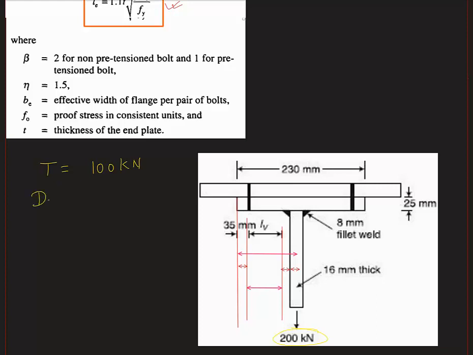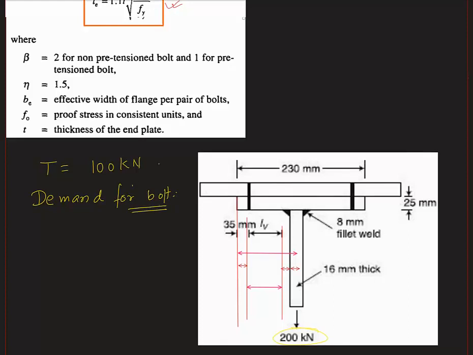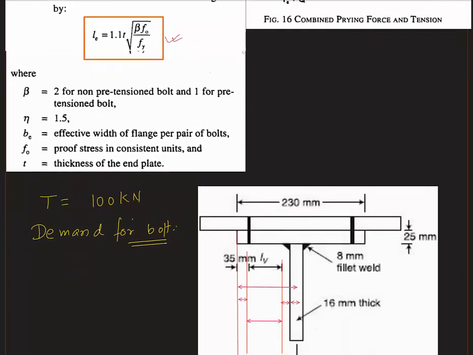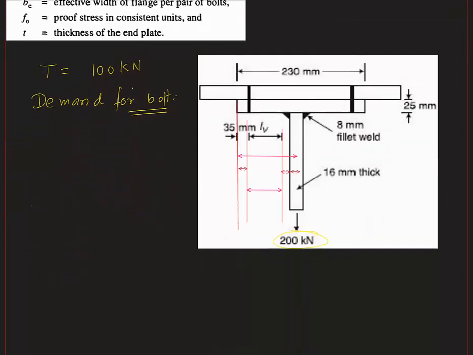So we have to calculate the demand for the bolt. So how much demand do we have? In this case, demand will come from two sources. One is due to T, another is due to the prying force Q. So the demand will be T plus Q. So in this case, demand is equal to T plus Q. Now let us find Q.